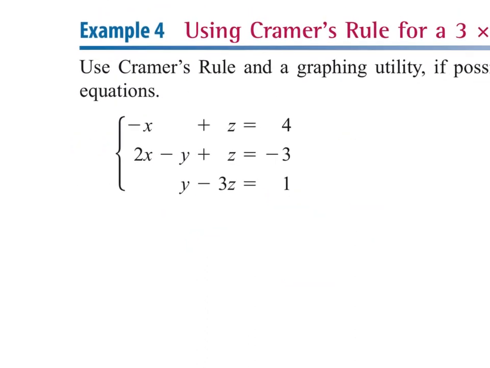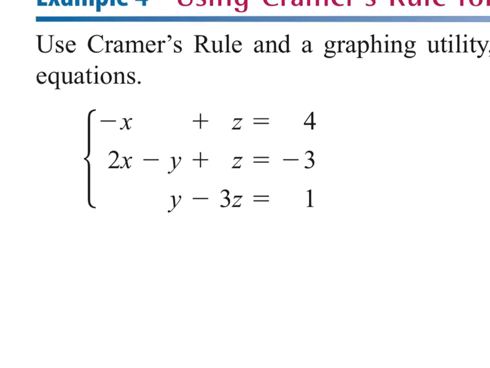All right, if you have a problem like this, sometimes the problems will be written like negative x plus z. Sometimes it'll be written spaced out so you can see that there is something missing. But whenever there is something missing, you need to account for it, just like we do with long division. So this is 0y here, and this is 0x here. Everybody see that?